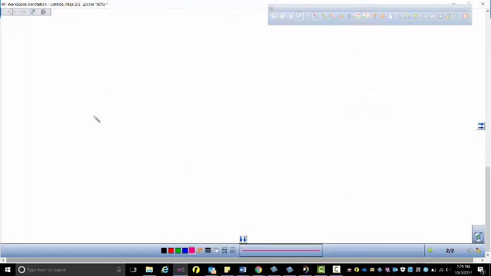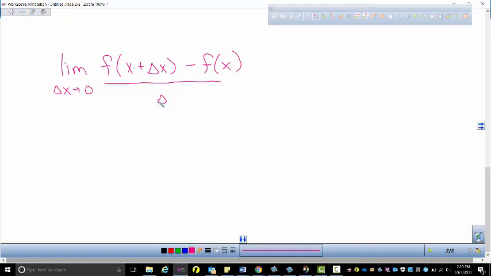So let me show you a little bit different one. How about the limit as delta x approaches 0 of f of x plus delta x minus f of x, because this is our formula. Just think of it as a slope formula of delta x. And let's say that our function this time is a square root function. How about the square root of x? We'll just use that.